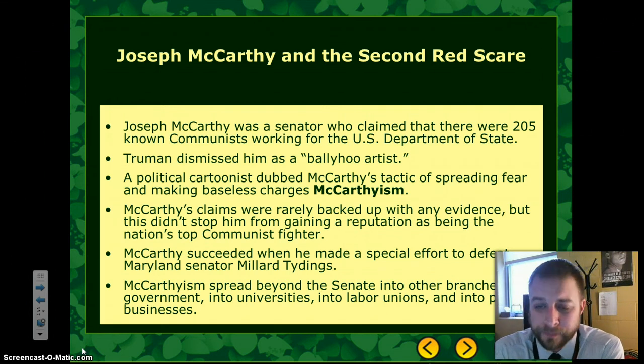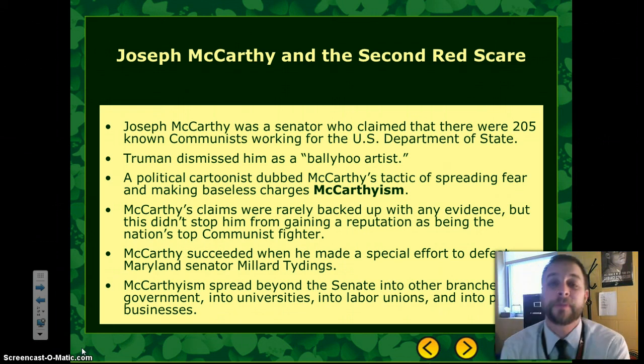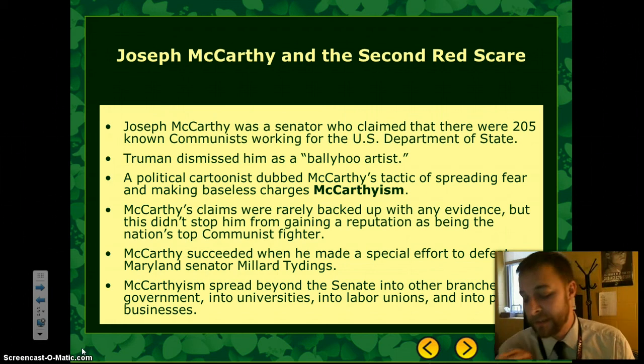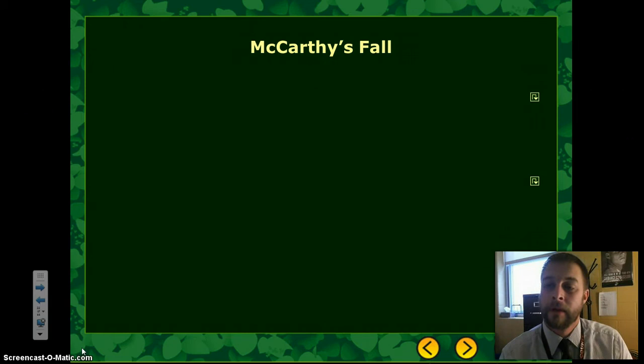But anyway, he specifically targeted another senator by the name of Millard Tydings, who was a senator from Maryland, and he basically humiliated the senator and became more or less a celebrity in the meantime. McCarthyism does spread beyond the Senate into the other branches of government, specifically the State Department, and he'll later target the Army itself, but also universities, labor unions, private businesses. There becomes this effort to hunt down and get rid of communist influence in each of these.